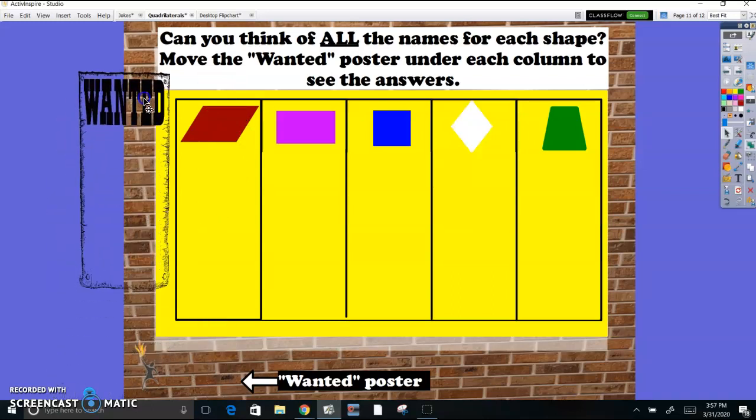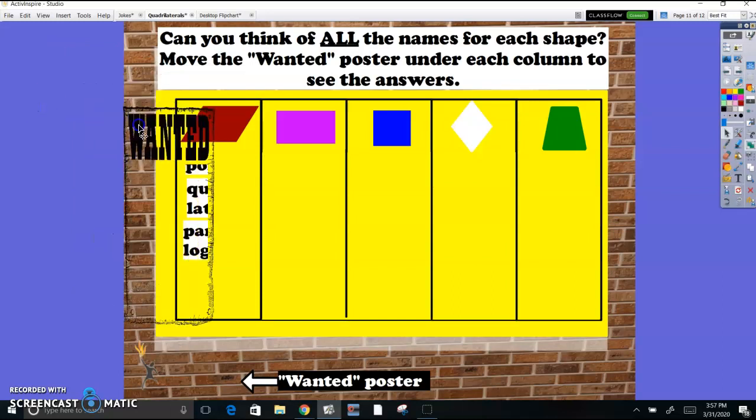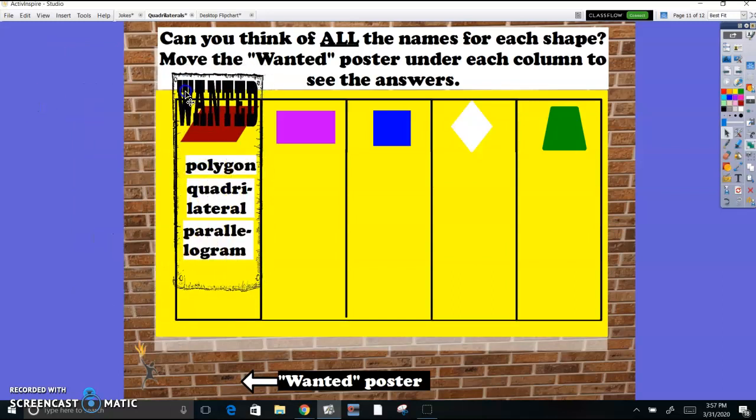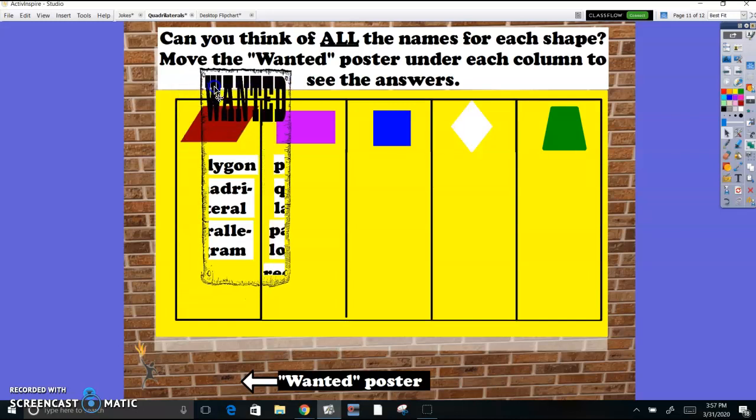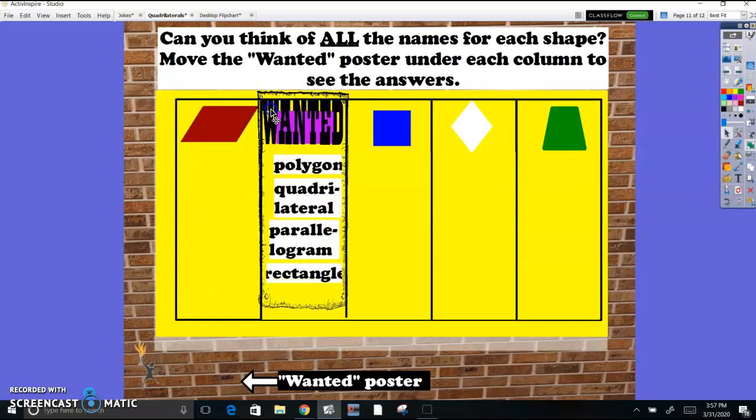Let's see who is wanted. This one, yes, we know that we call it a parallelogram. What else can we call it? Let's see. We can call it a polygon, a quadrilateral, or a parallelogram. That's it. This purple one, we can call it a polygon, yes. A quadrilateral, yes. It can be a parallelogram. Of course, we know it is also a rectangle.